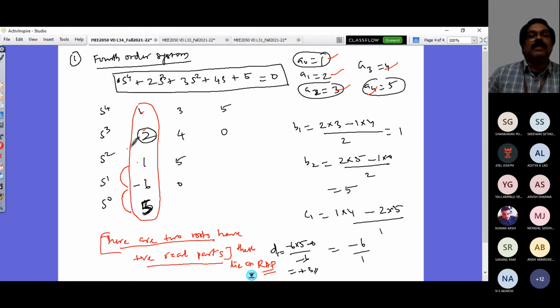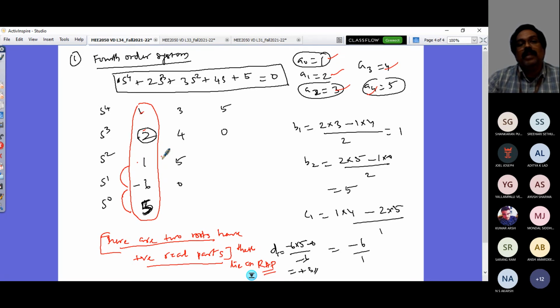So there can be chances in this column that a 0 value comes when I calculate. Then what to do? I will replace that 0 value with the smallest positive number, carry out the procedure, and then again comment like that, right? And there can also be a possibility that you have one row completely zero. In such cases, what to do? So there are different special cases, and those are explained in the textbook by Ogata. I leave it to you to go through that. And this is the Routh stability criterion.